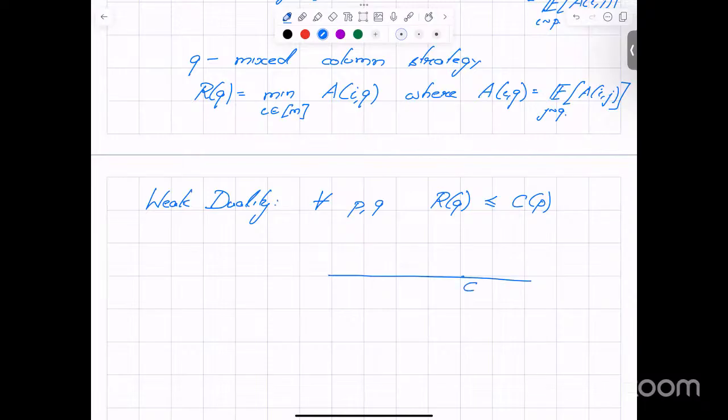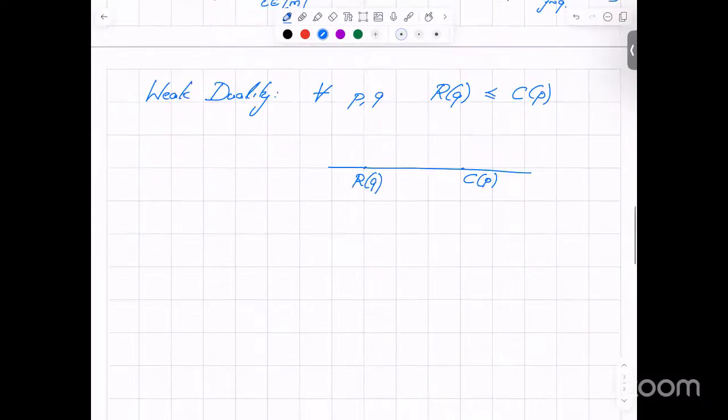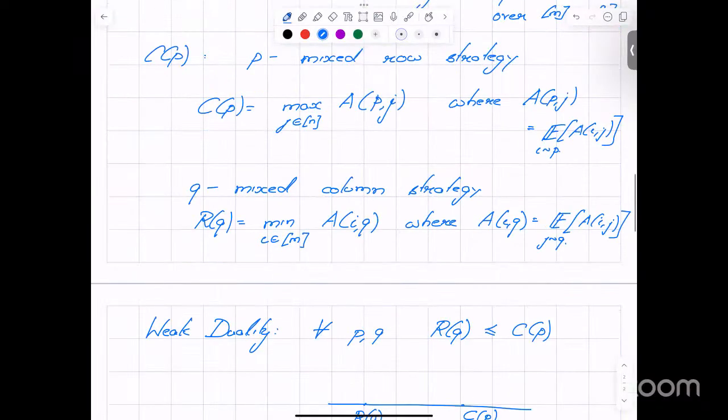Any CP looks over here, RQ looks over here. So in particular, the P that minimizes this is always larger than the Q that maximizes this. So these are two different things, P star and Q star. Let's call P star the arg min over P of CP, and similarly Q star the arg max over Q of RQ.